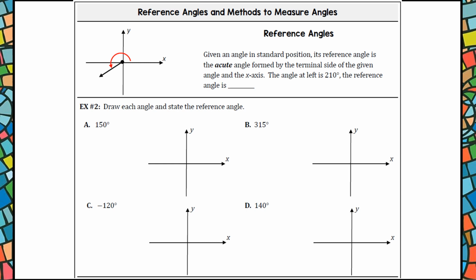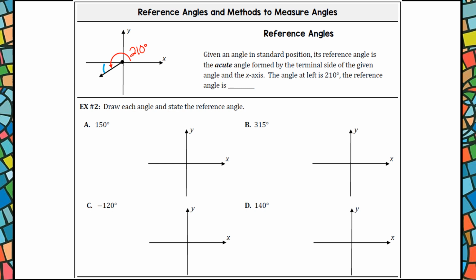Anyway, moving on here to reference angles. Given an angle in standard position, its reference angle is the acute angle formed by the terminal side of the given angle and the x-axis. So in our picture here, we've got our angle that looks like it would be 210 degrees, is what they told us here. And so the reference angle would be the acute angle between that terminal side and the x-axis. So it would be this angle right here.